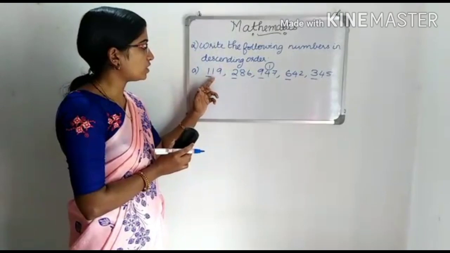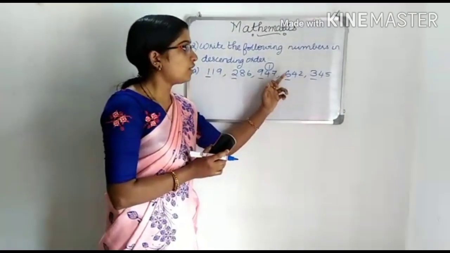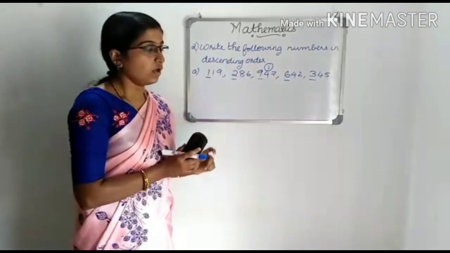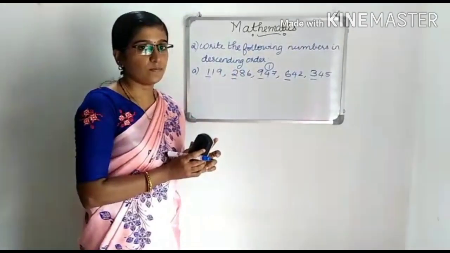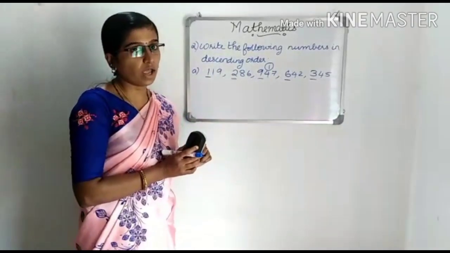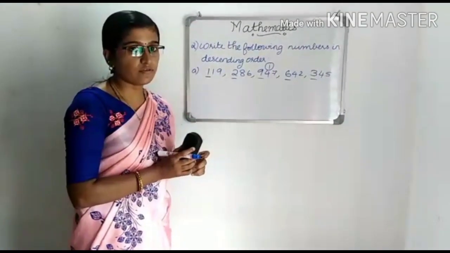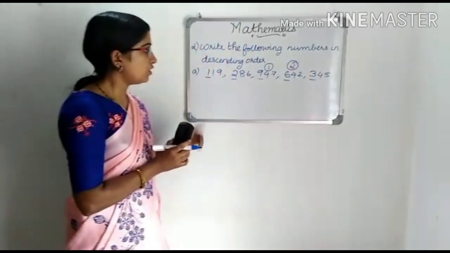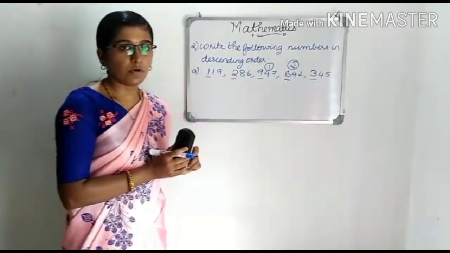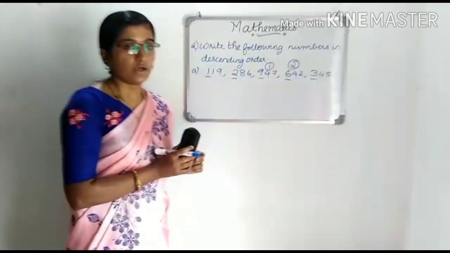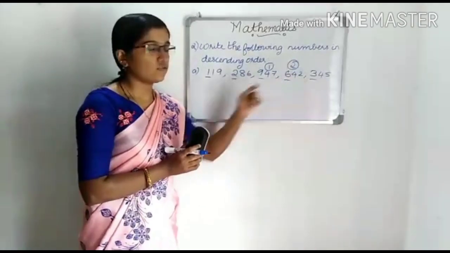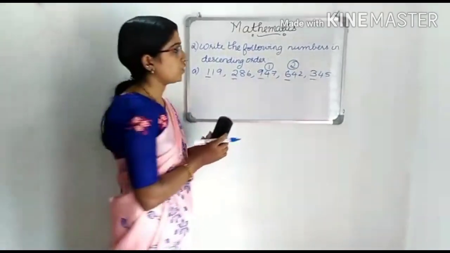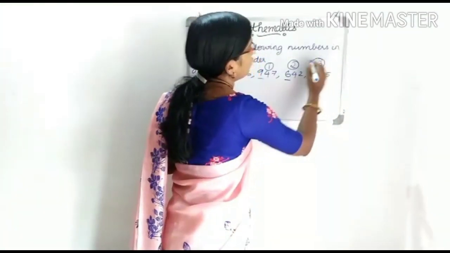Then we should compare 190, 286, 642 and 345. Out of these 4 numbers, the next biggest number is, yes, 642. Why? The digit in the hundreds place is 6. So the next number is 642. Then we should compare these 3 numbers. Out of these 3 numbers, the biggest number is, yes, 345, because the digit in the hundreds place is 3. So the third number is 345.